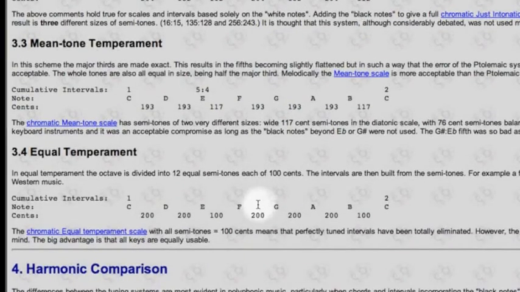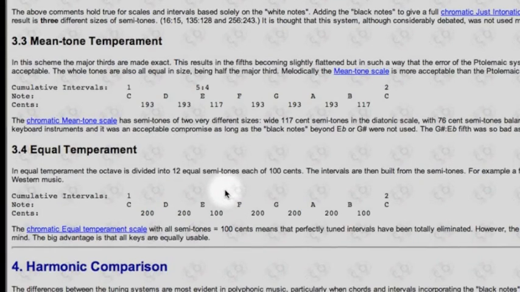So equal tempered is the system today that you can see here. All the whole steps are exactly 200 cents, and then each half step is 100 cents. So what this system does is allow for us the capability: you can start your scale on any of the 12 chromatic pitches, C, C sharp, D, any pitch.